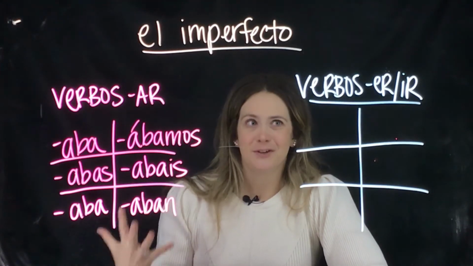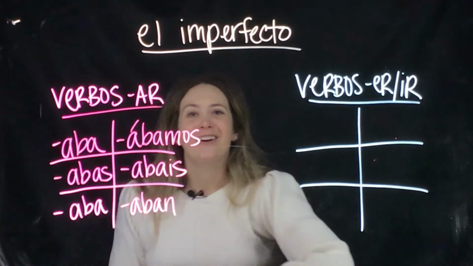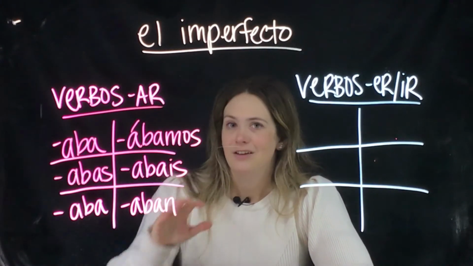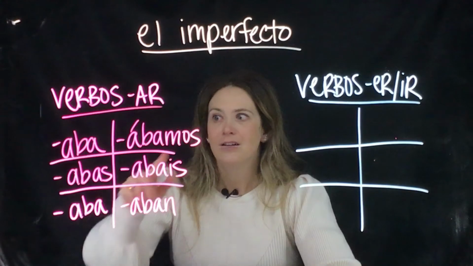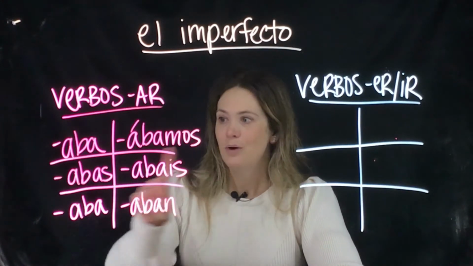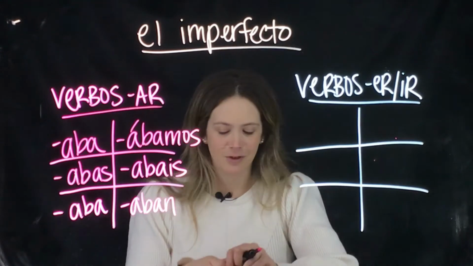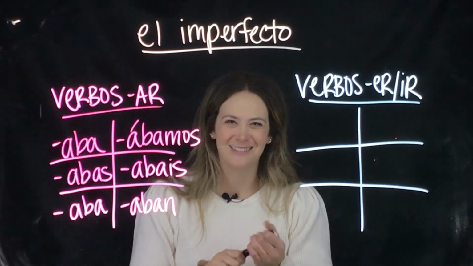You conjugate these verbs just like you would any other verb. Take off the AR on the infinitive and add on your ending. We have hablar, yo hablaba, tú hablabas. Nosotros hablábamos. It's one of my favorite verbs, favorite verb forms en español.